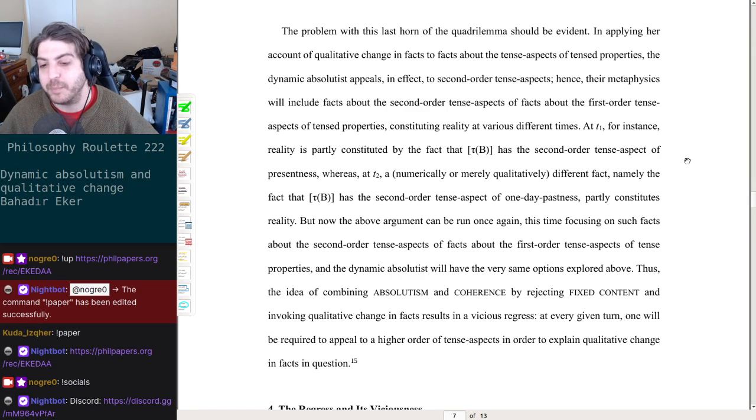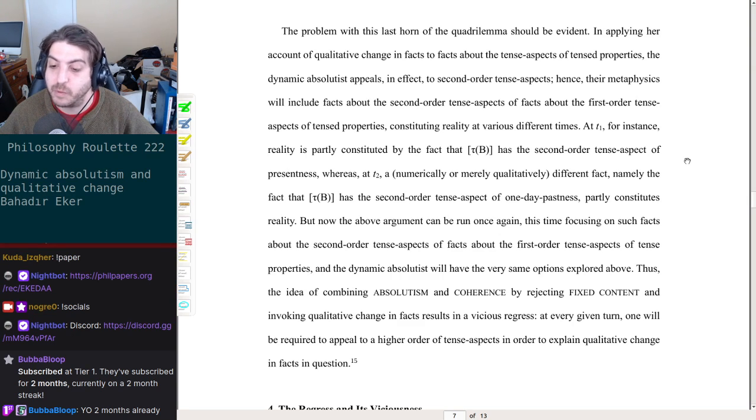But now the above argument can be run once again, this time focusing on such facts about the second-order tense aspects of the facts about the first-order tense aspects of tense properties, and the dynamic absolutists will have the very same options explored above. Thus, the idea of combining absolutism and coherence by rejecting fixed content and invoking qualitative change in fact results in a vicious regress. At every turn, one will be required to appeal to a higher order of tense aspects in order to explain qualitative change in facts in question.